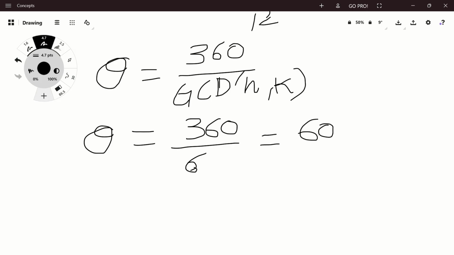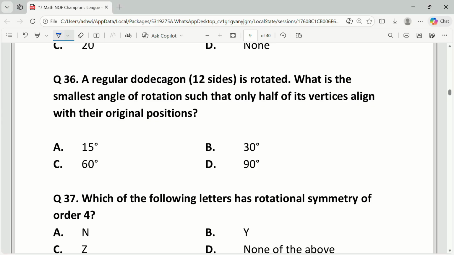Alternatively, an angle of 60 degrees is a multiple of the smallest angle of rotation. At this angle, 6 vertices align, which is half of the total 12 vertices. A smaller, non-zero angle that aligns vertices is 30, but it aligns all 12 vertices, just in different positions relative to their original index, but all positions are occupied. The smallest angle that aligns only half of the vertices is 60. Hence, the answer is C, 60.